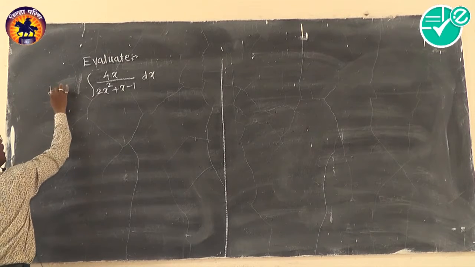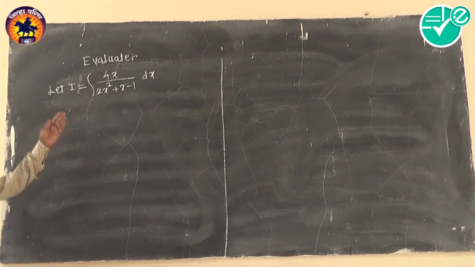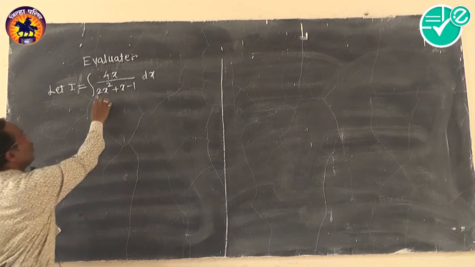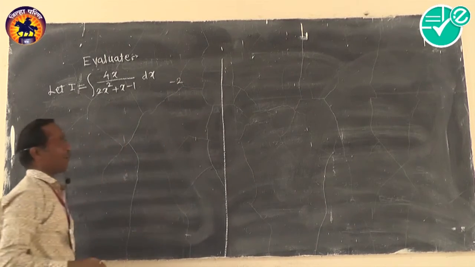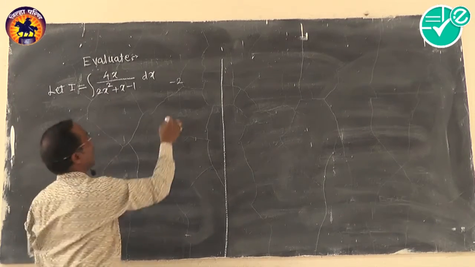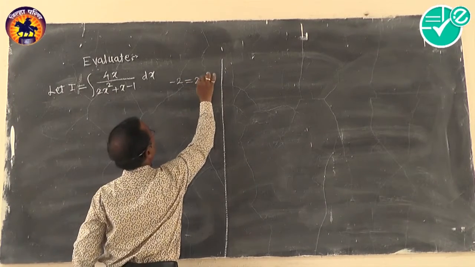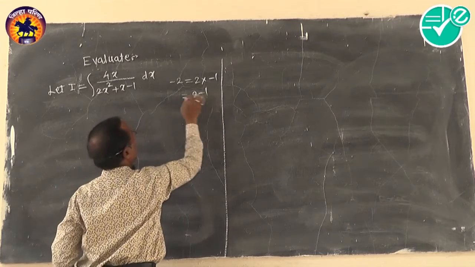So, solution. Let I be equal to this function. Now we are going to take the factors of minus 2, whose product is minus 2 but sum is 1. So we get 2 into minus 1. So 2 minus 1 becomes 1.